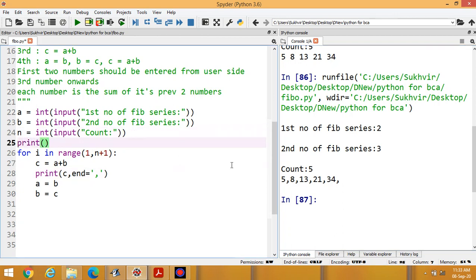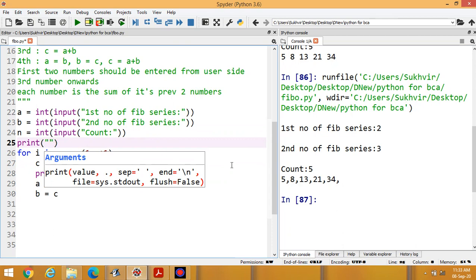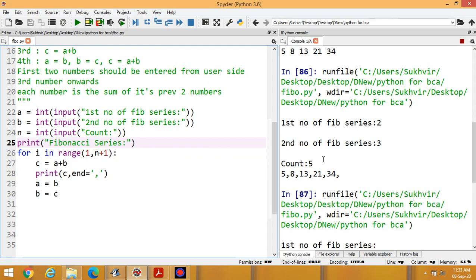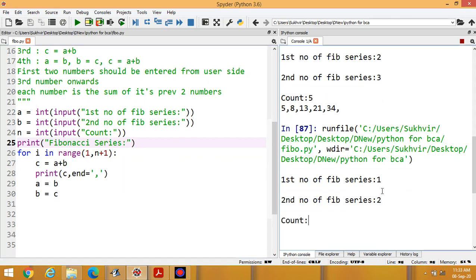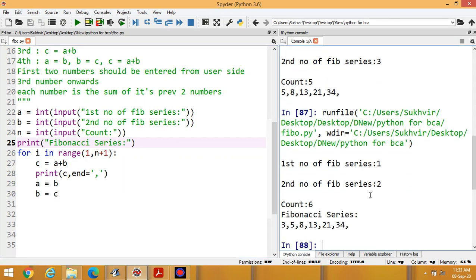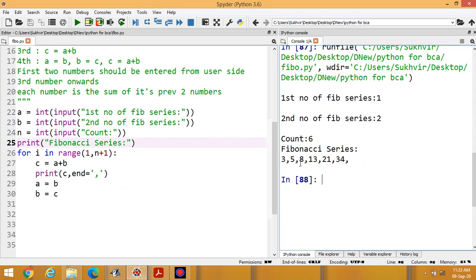One more thing you can do. You can print Fibonacci series like this. Now execute the program 1, 2, and 6. You can display the data. Fibonacci series 3, 5, 8, 13, 21, and 32. But 1 and 2 is not there.